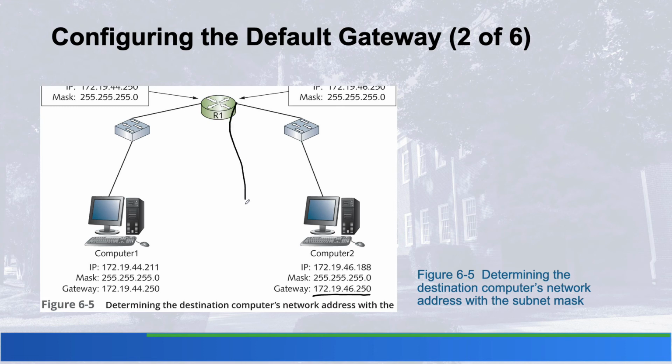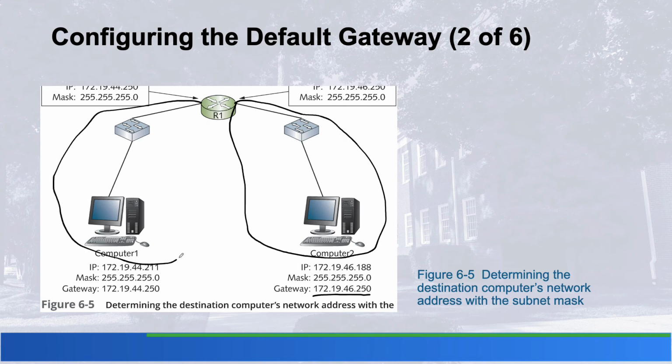So this is a network here. This is network number 2. This is network number 1. If I want to send a message from the 172.19.44 network to the 172.19.46 network, where this is the network portion of the address and this is the host address, then I'm going to have to put a router in between there.